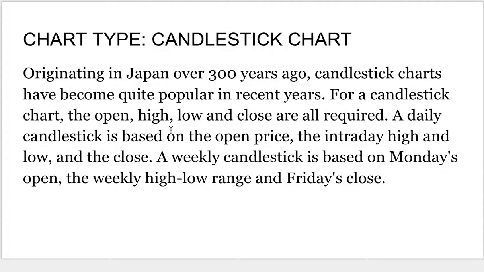Now next we look at the most popular ones, which is the candlestick chart patterns. Started back in Japan about 300 years ago. Most popular, made famous by Steve Nison. So candlestick charts have become more popular, and for the candlestick you need the open, high, low, and close. All are required, just like a bar chart. The only thing is it is represented by a candle. So a daily candlestick is going to tell you the open price, the intraday high, low, and close. A weekly, on the other hand, is going to tell you Monday's open, the weekly high-low range, and Friday's close.